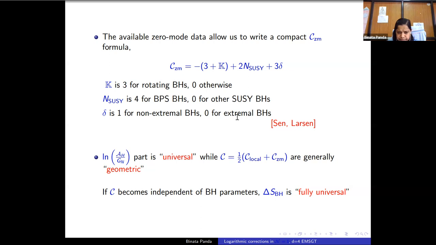So this logarithmic H by Z n part is universal, but you can see that the C, which is C local or CZM, is in general geometric. So for different black holes, because this A4 term, the coefficient that we will evaluate, can depend on the black hole parameters. So if in some cases it is completely independent of the black hole parameters, then the entropy correction or the log correction is fully universal.